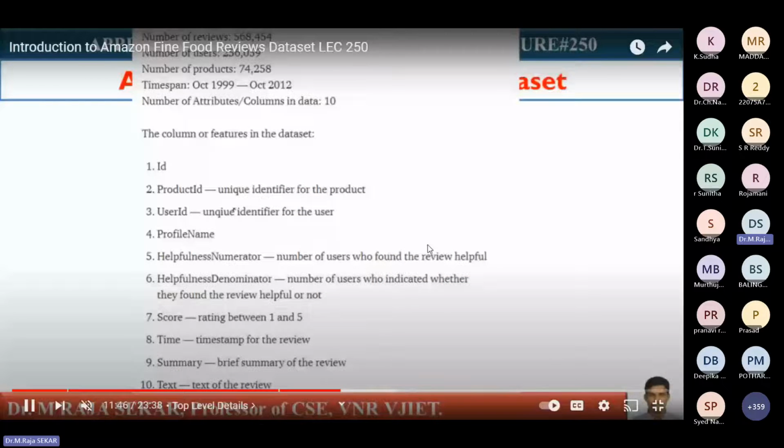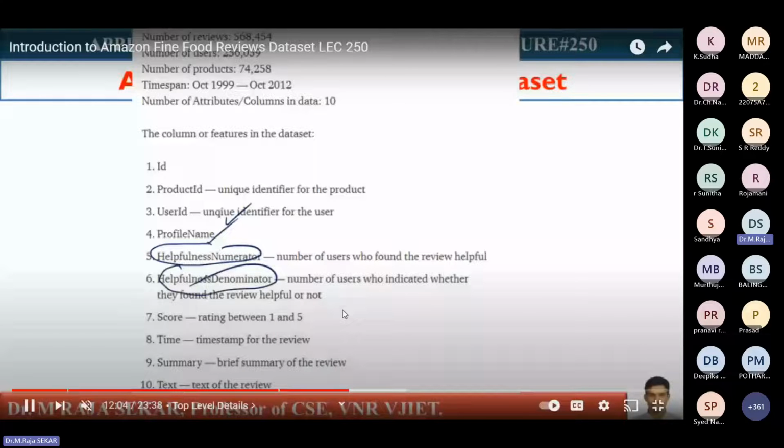5,68,454 into 10, isn't it? We know what is user ID, we know what is profile name. What is this helpful numerator? Number of users who found that review is helpful, isn't it? That is helpful numerator. Now, what is helpful denominator?